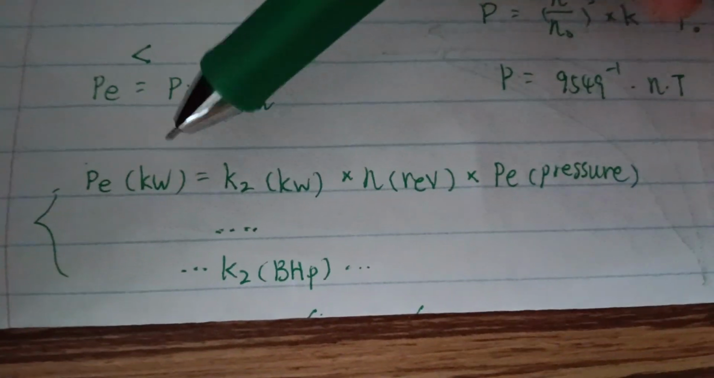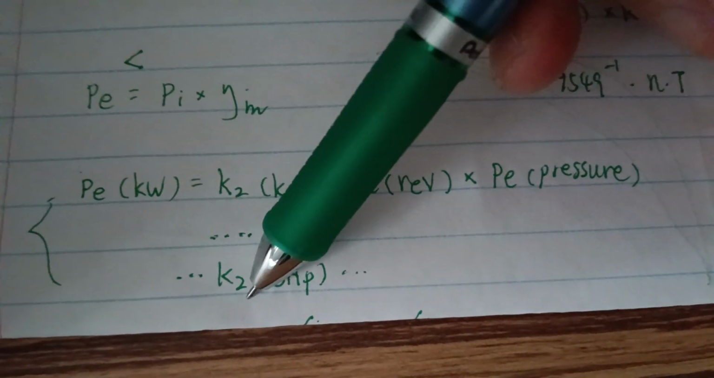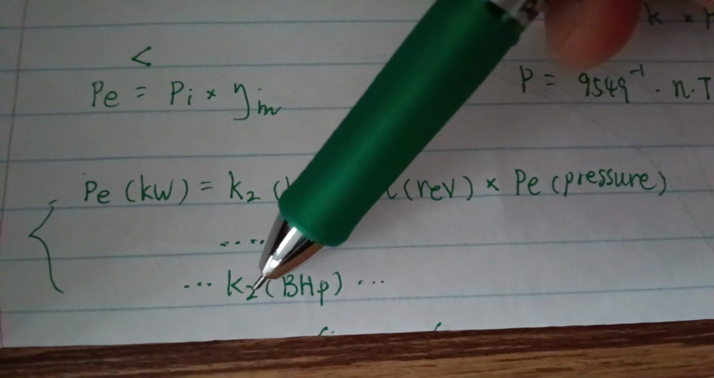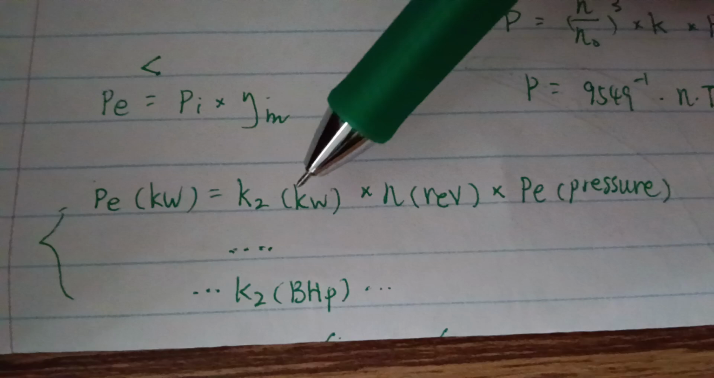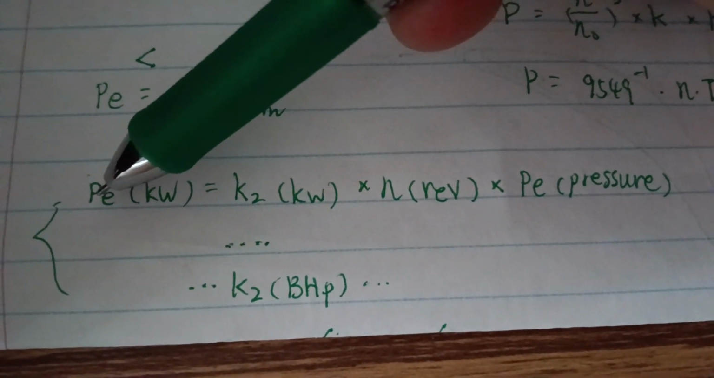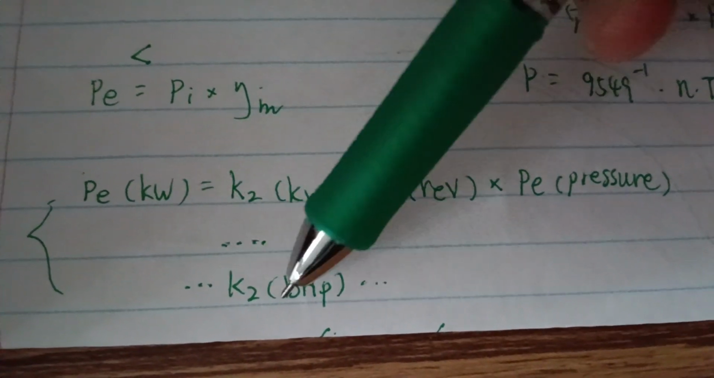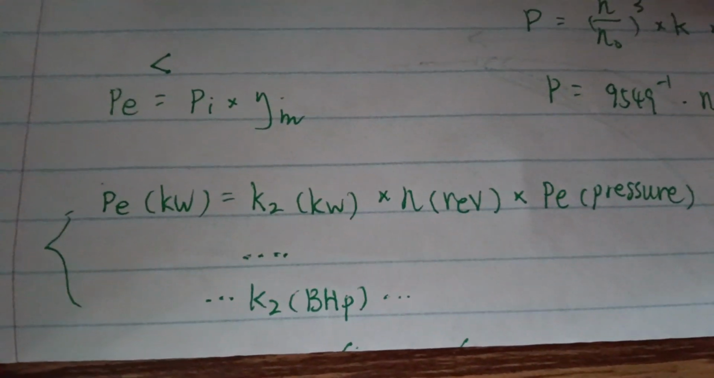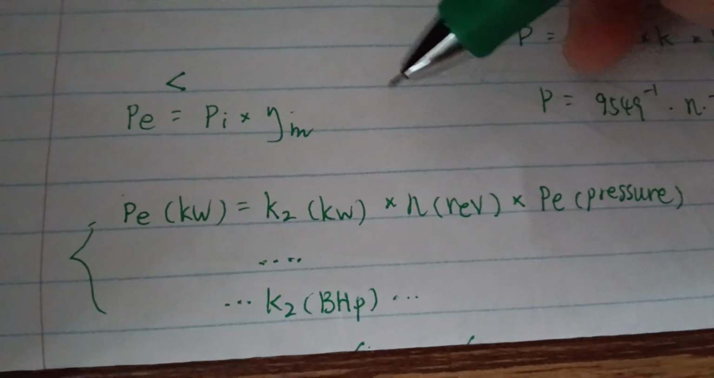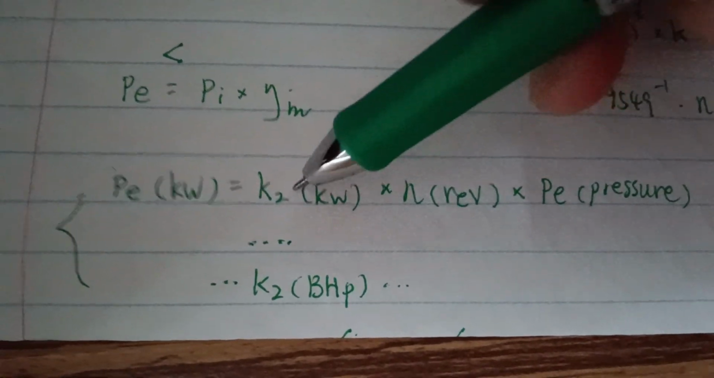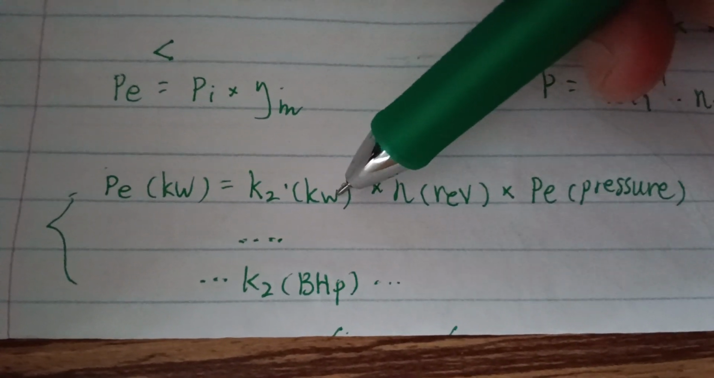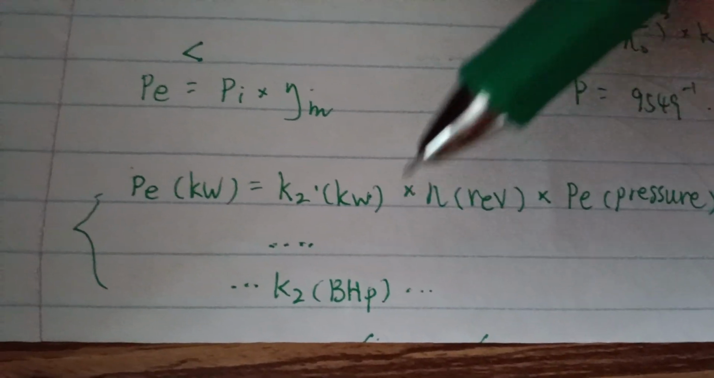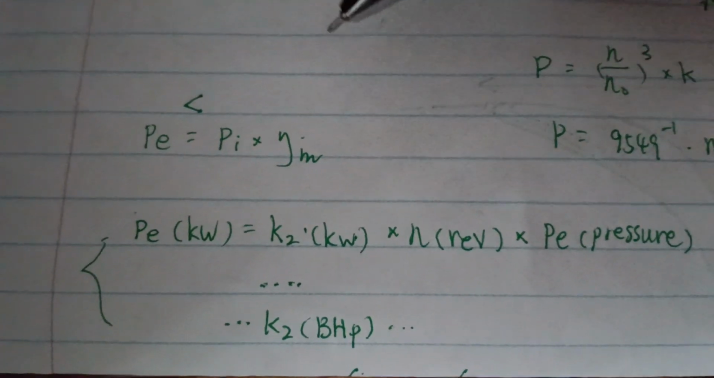You should notice that there are actually two K2 constants in the operation manual. One is for calculating the power delivered by the engine in kilowatts, and another is for the brake horsepower. So you will know that the difference between those two is actually the ratio between kilowatt and horsepower. This is not hard, right?